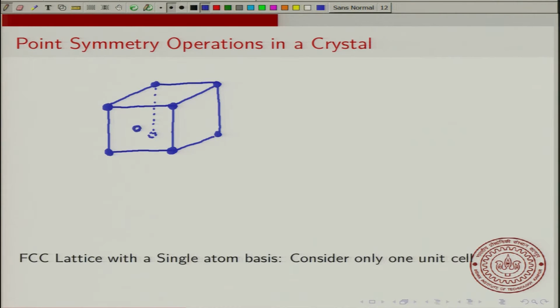So we will show the face center atoms. These are the 6 face center atoms and the corner atoms. Now the question is, you take this single unit cell, and we are asking what are the symmetry operations of this unit cell, what are the operations that will leave this unit cell unchanged?